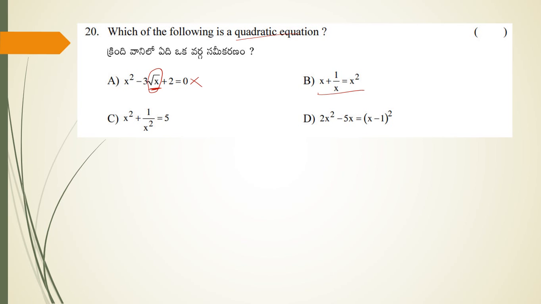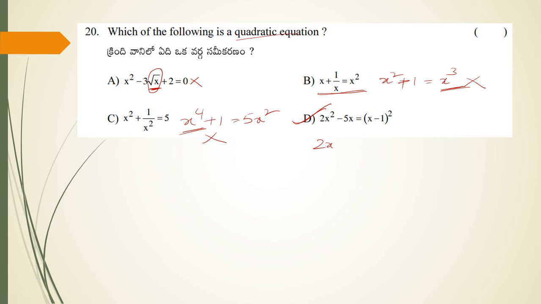Next, in this particular situation, when you take LCM, what am I going to get? x square plus 1 is equal to x cube. So when you get cubic, this is a cubic equation, so it is also false. Next, here if I take LCM, this becomes x power 4 plus 1 is equal to 5x square. Since we are having 4th degree, it is also not a quadratic equation, so the only possibility is option D.